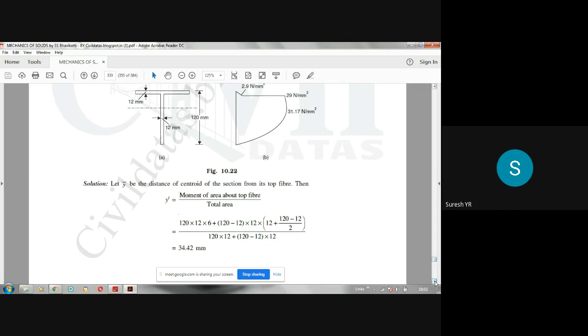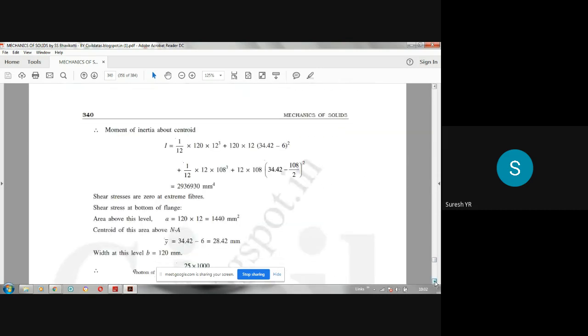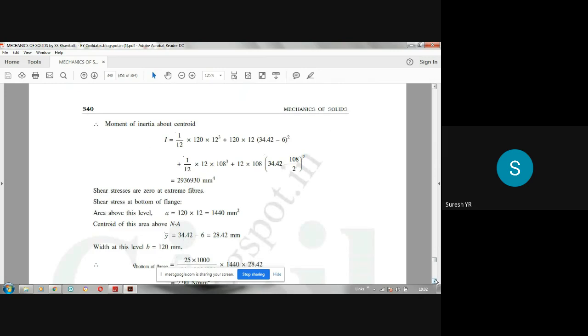So first we have located the centroid. In the last problem, location of the centroid was not required because it was symmetric. The exact center of the section will be the centroid and the neutral axis, whereas here the T section is symmetric about only the vertical axis. It is not symmetric about the horizontal axis. Therefore, you have to locate the centroid of the T section to locate the neutral axis, and then we have to proceed. Next, I need the value of I, the moment of inertia about the centroid or neutral axis.